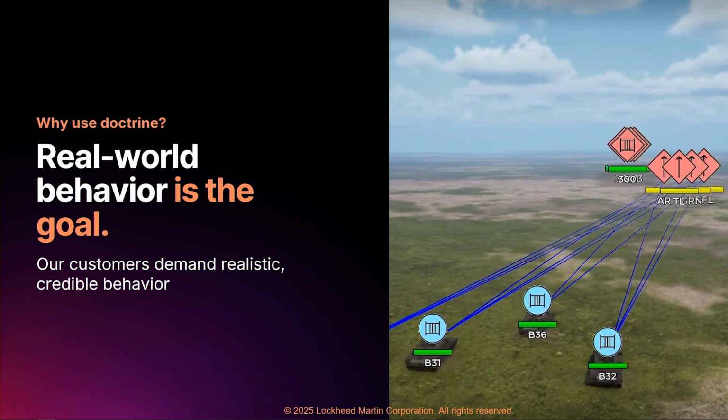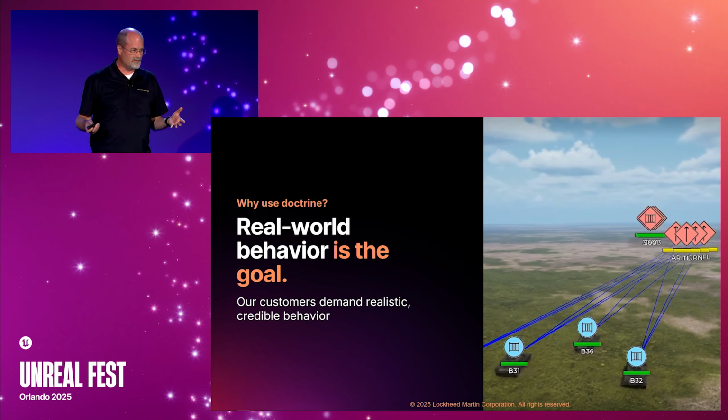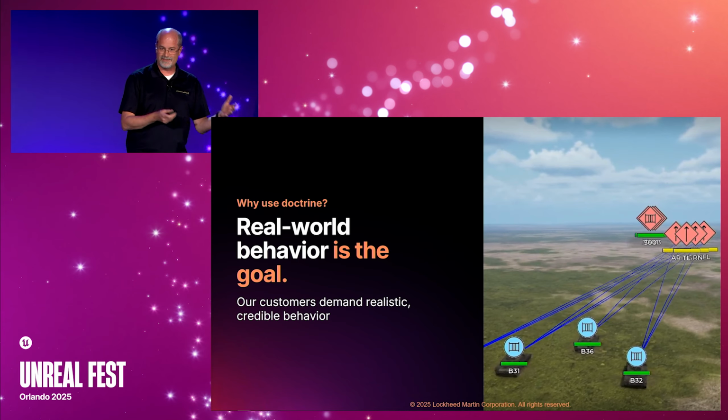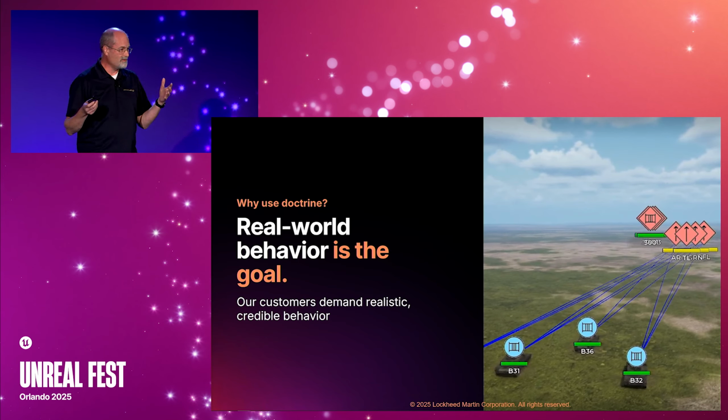So what is military doctrine? Real world behavior is the goal. In the simulation and training industry, it's important that our automated units and our individual soldiers and vehicles behave as close to the real world as possible. The visual realism is a nice to have, and it's what gets the soldiers and trainees into the seats of the simulators, but it's really the behavior that keeps them in the simulator.